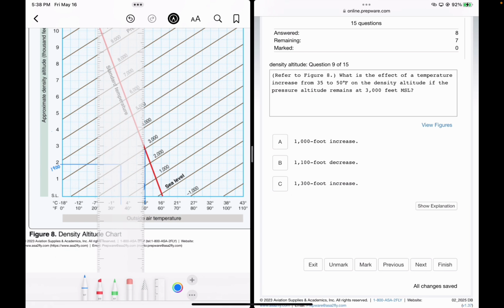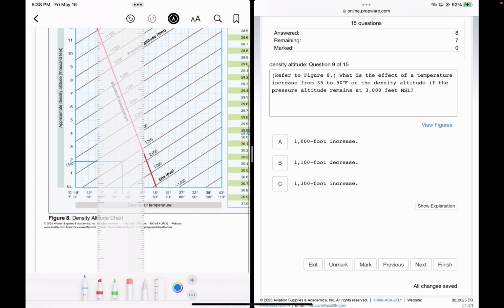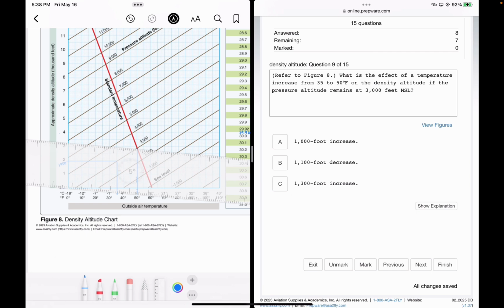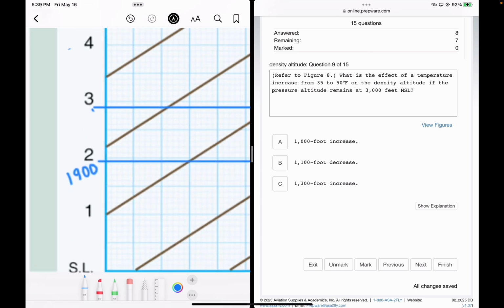3,000 is right here, everybody. Okay. Switch your ruler. Right there. And then draw the other line. Okay. And zoom in so we can actually read that. What is that? Does that look like 2,900 to me?